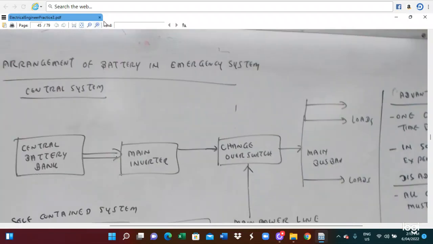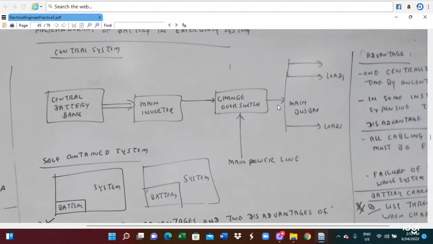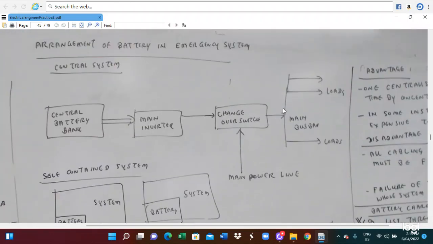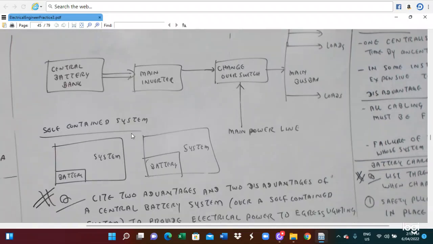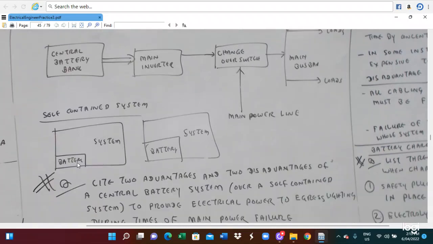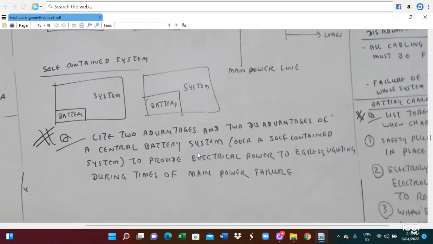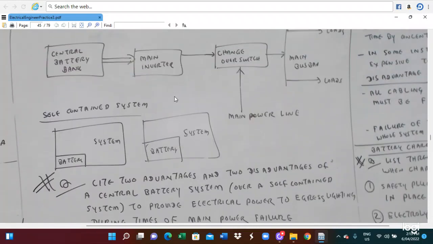This is for the battery in emergency systems. There is the central system. A central system is a central battery bank. It supplies the main inverter, and then we connect it to the changeover switch. It connects to the main power line, and also here you can connect it to the load. So this is a central system. A container system is where every unit has its own individual battery. So these are the diagrams of the central system and container system.